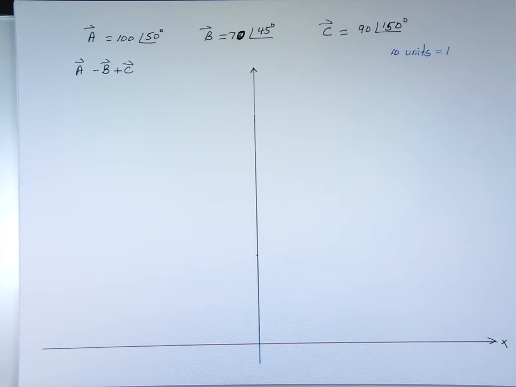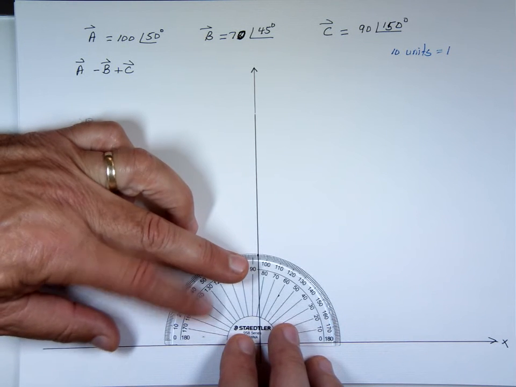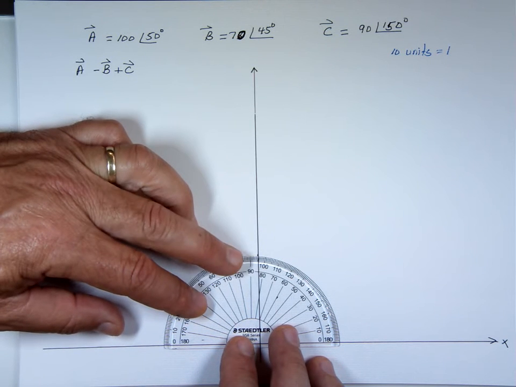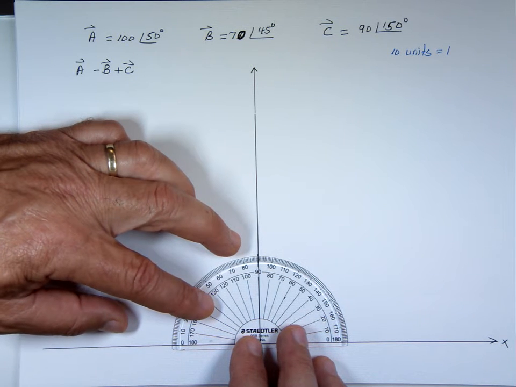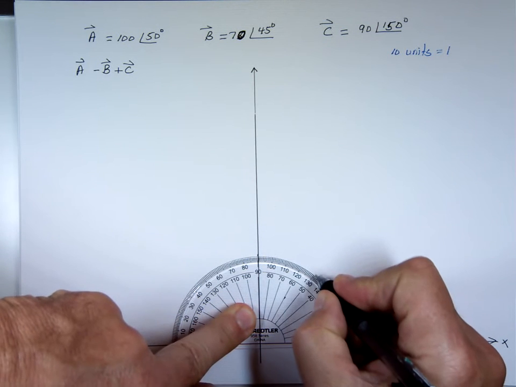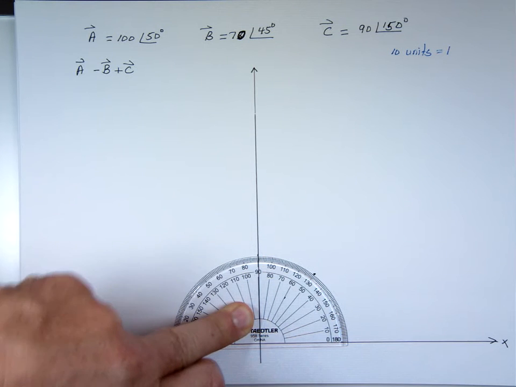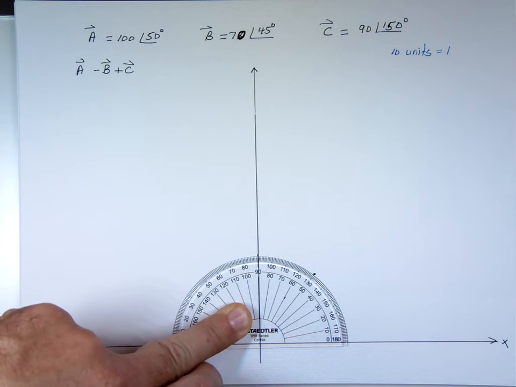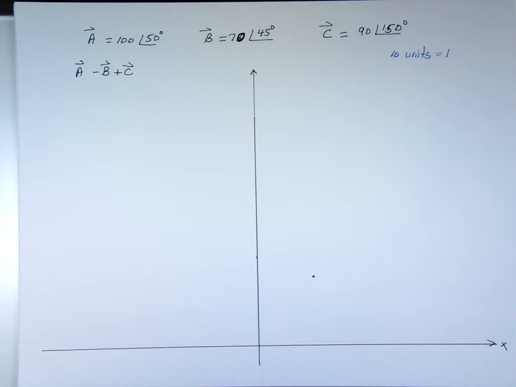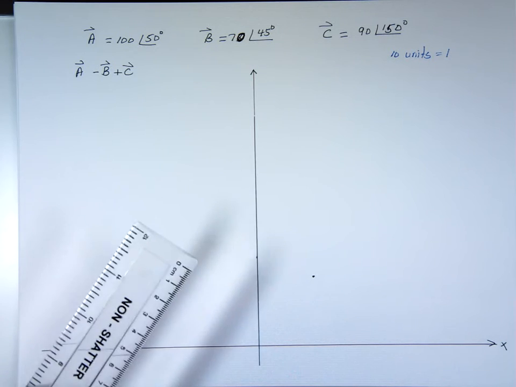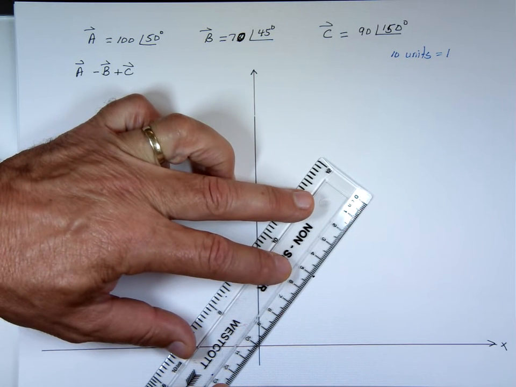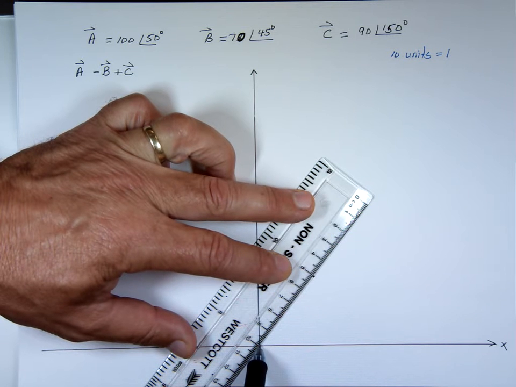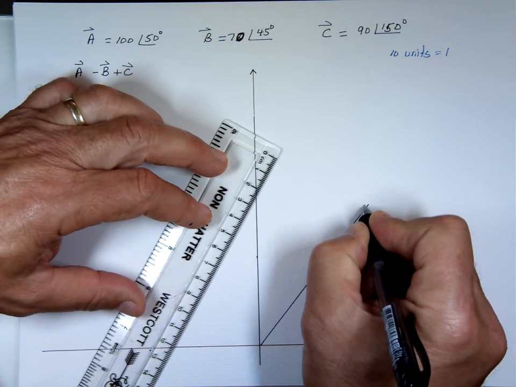The first vector is vector A, which is 100 angle 50. Let me find out where angle 50 is. Here's angle 50, right there. And how long is this vector? 10 centimeters long, because I'm using scale 1 centimeter for 10. This is vector A.